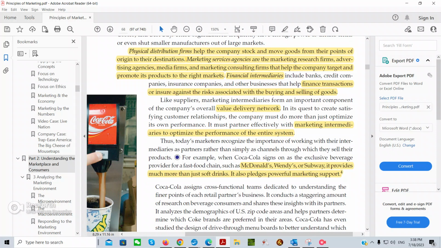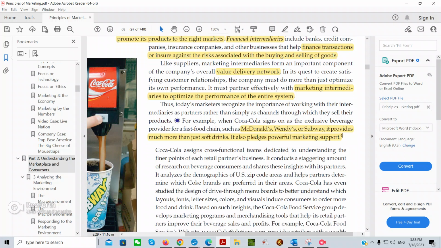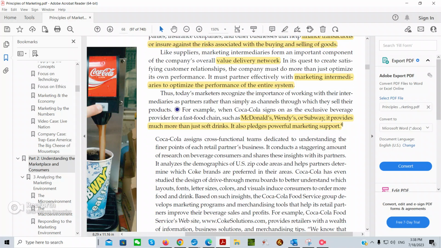You understand? Now, Coca-Cola assigns cross-functional teams dedicated to understanding the finer points of each retail partner's business. It conducts a staggering amount of research on beverage consumers and shares the insights with its partners. It analyzes the demographics of U.S. zip code areas and helps partners to determine which Coke brands are preferred in their areas.